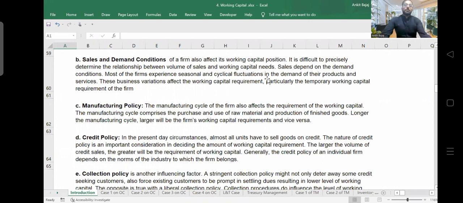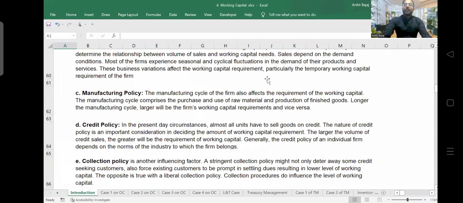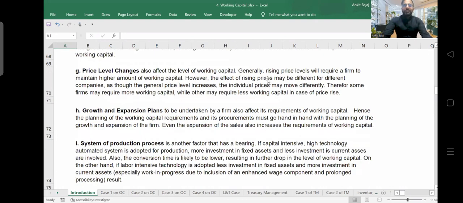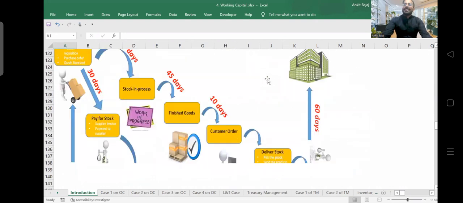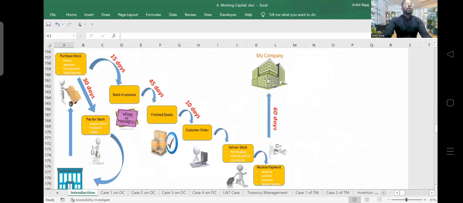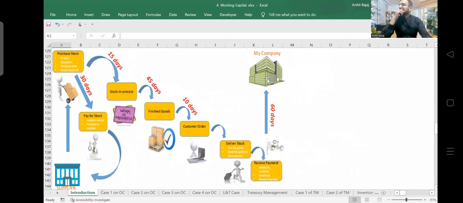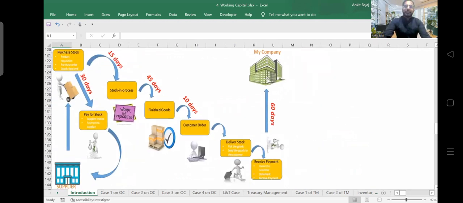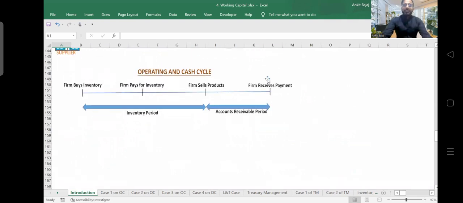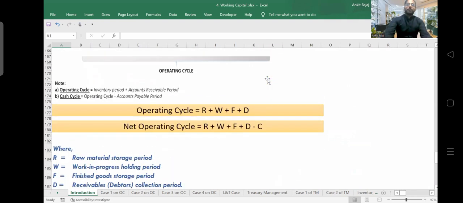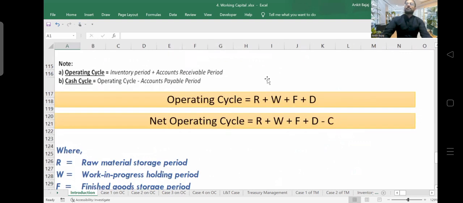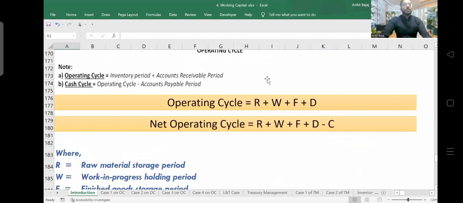After that, we discussed the operating cycle. We saw what the operating cycle actually is. Operating cycle means the time taken to convert your material into cash. We discussed it in detail and saw the formula. What is the formula of the operating cycle? Raw material days plus WIP days plus finished goods days plus debtor days. This is the formula for the operating cycle.